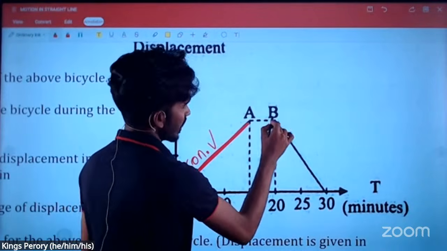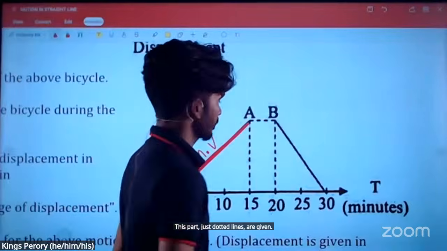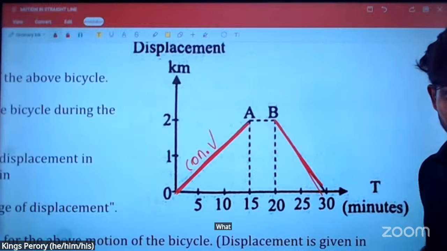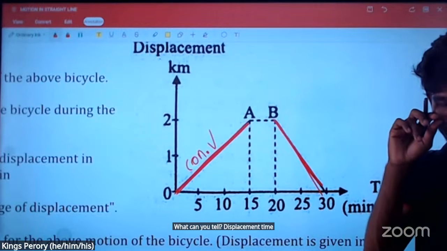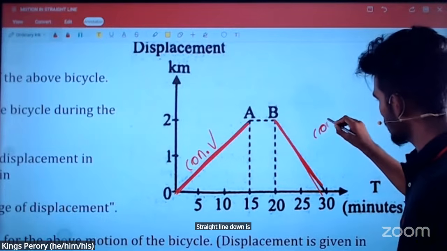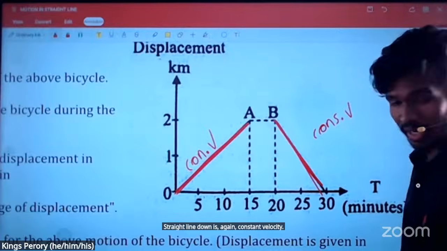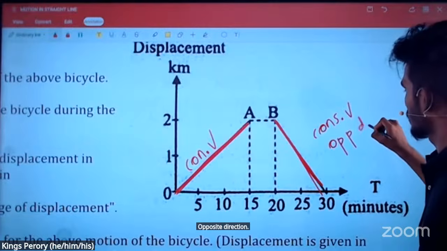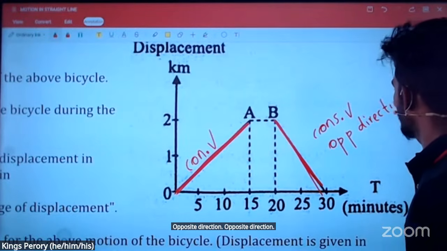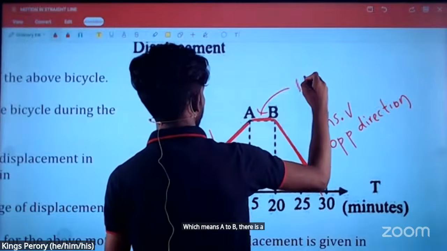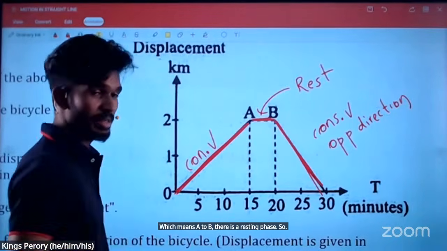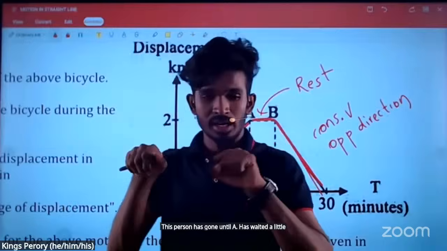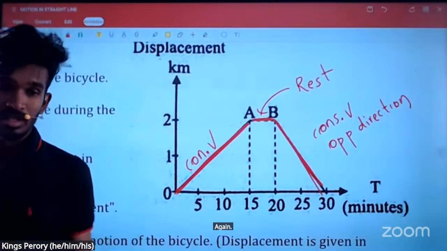This part, just dotted lines are given. Last part. What can you tell? Displacement time graph, straight line down is again constant velocity, in the same direction, opposite direction. Which means A to B, there is a resting phase. So what has happened is, this person has gone until A, has waited a little bit, turned the bicycle, and again gone to the same place.